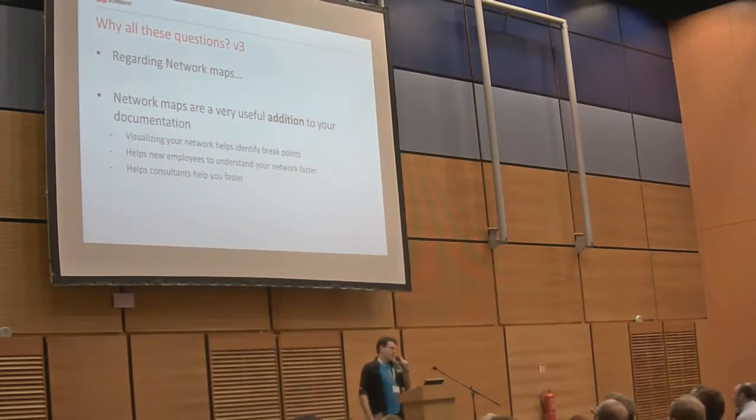And regarding maps, and why I was talking about maps, network maps are actually a very useful addition to your documentation. And why is the addition there in bold letters? Because network maps are not your documentation. We all have network documentation, right? Which is not maps, right?